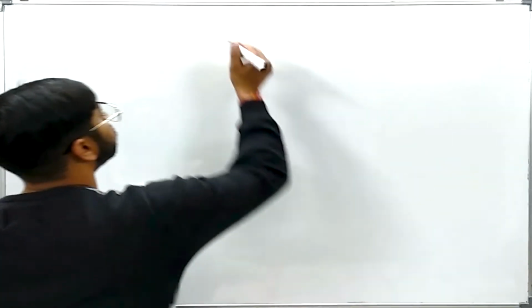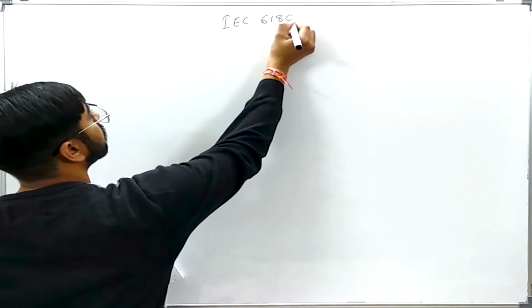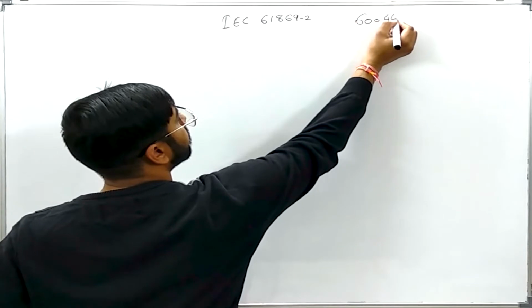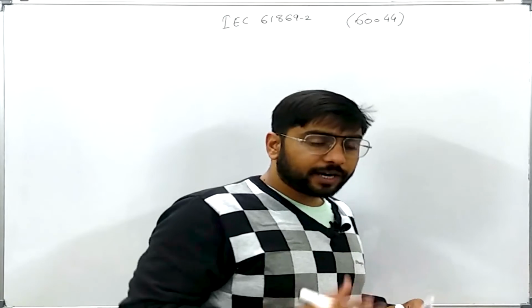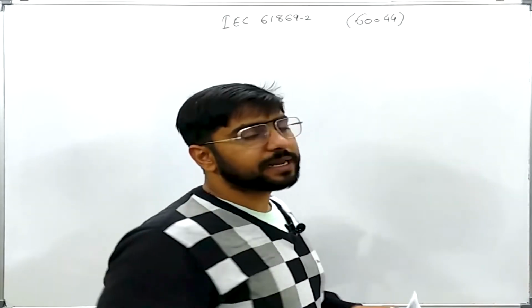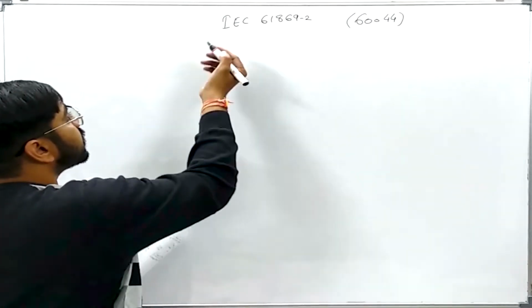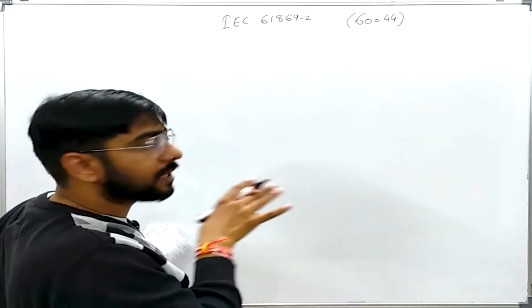Now the latest IEC for the classification of current transformers is IEC 61869 part 2. Earlier it was 60044. According to IEC, the current transformers are classified according to their use and the accuracy limits, or the maximum possible errors.